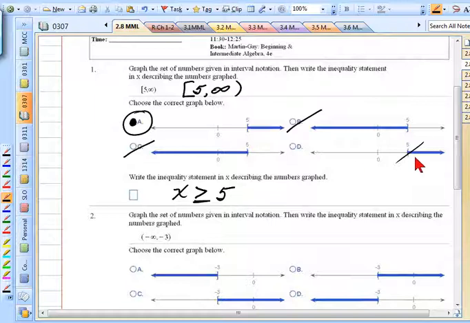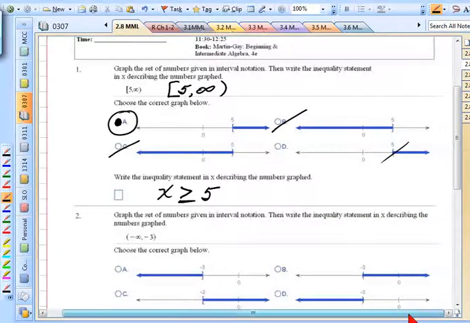What would have been the answer if D had been correct? What would you have written down as the inequality? You would not have equal with it. You would just have X is greater than 5. But that wasn't the right answer. Okay, let's look at number 2.